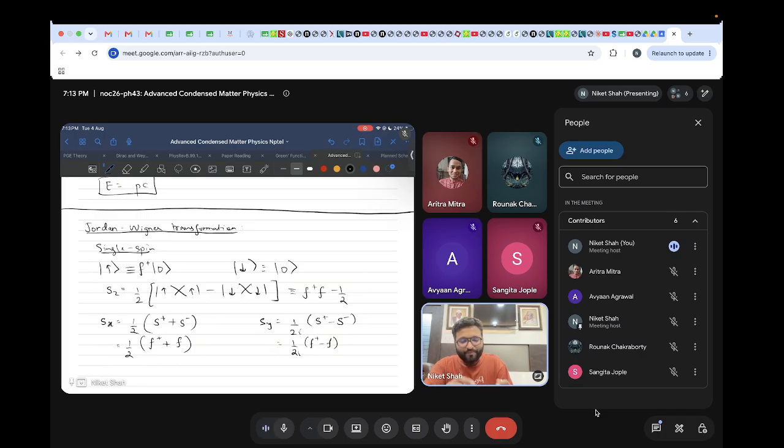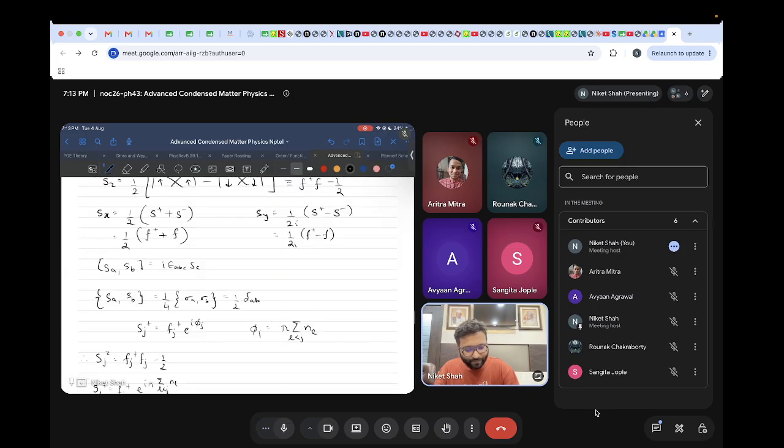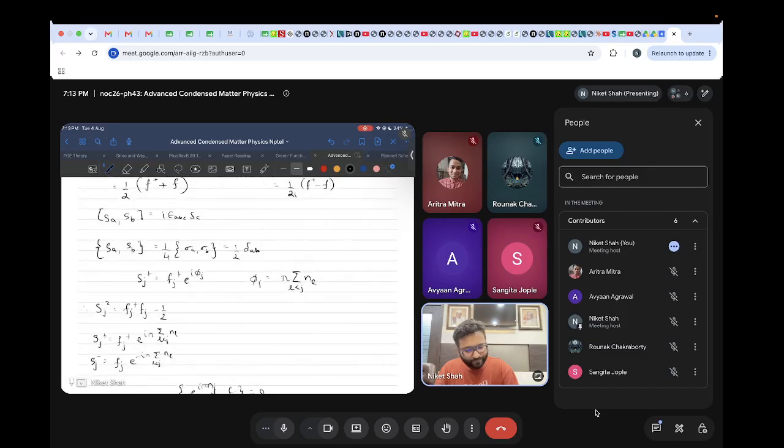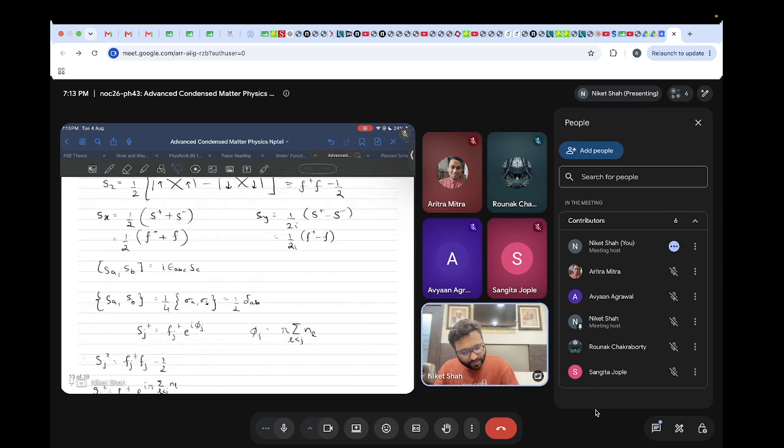But now when you have many spins, when you have a spin chain, these relations don't hold true. So Jordan Wigner came up with a very interesting transformation which can work in a spin chain as well. And that is the next step that you take. For a single spin, maybe I'll just even copy down these relations.